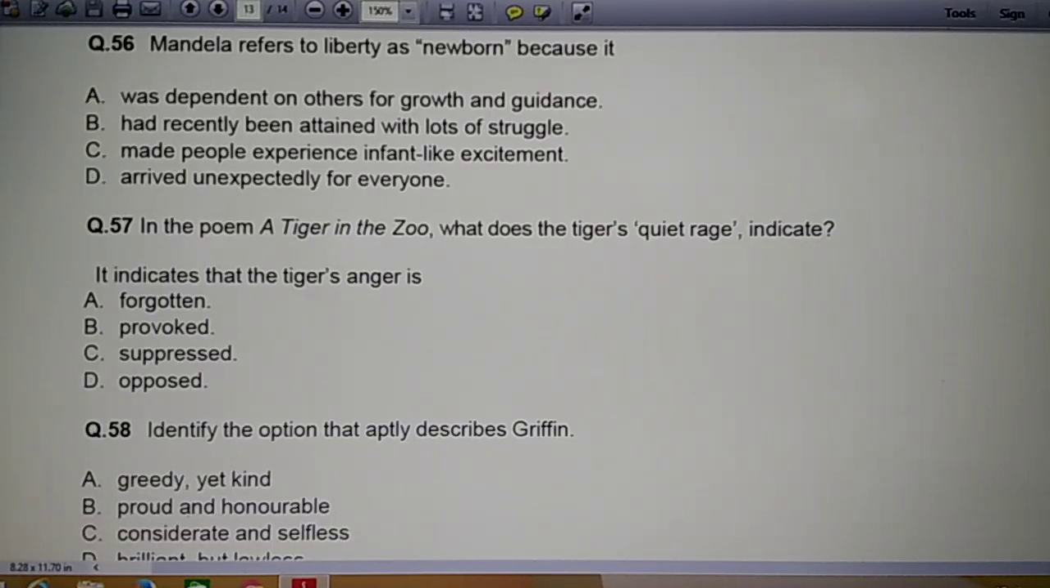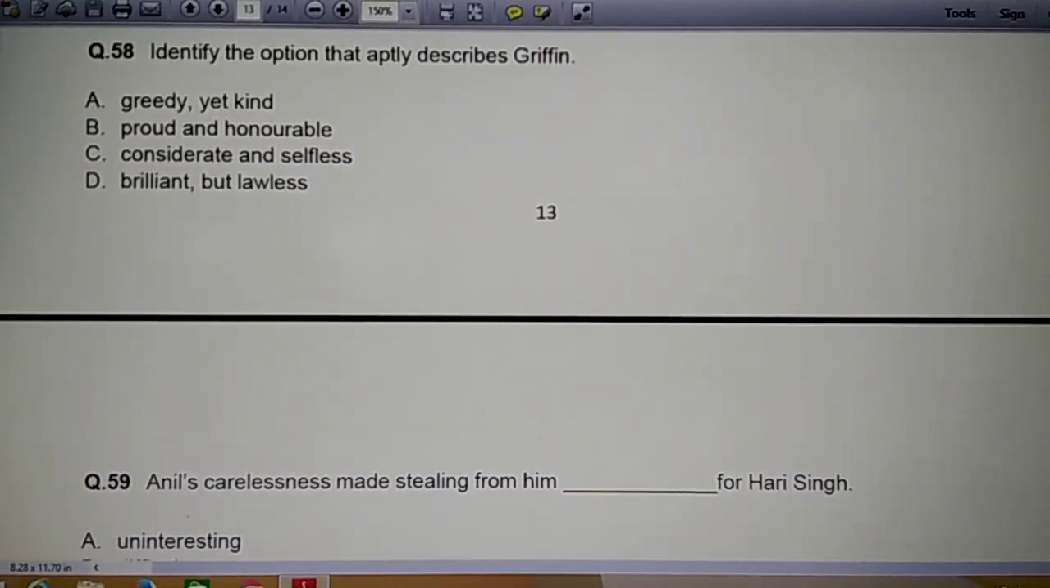Now question number 57. In the poem A Tiger in the Zoo, what does the tiger's quiet rage indicate? It indicates that the tiger's anger is... So the right option will be suppressed, option C. Here comes question number 58. Identify the option that aptly describes Griffin. So we have options: greedy yet kind, proud and honorable, considerate and selfless, brilliant but lawless. So the right option for that will be D, brilliant but lawless.